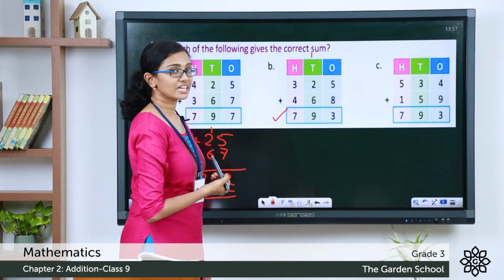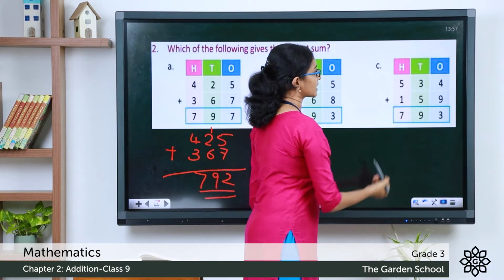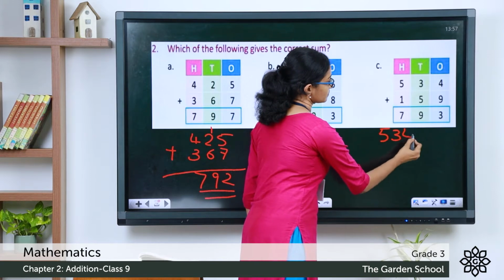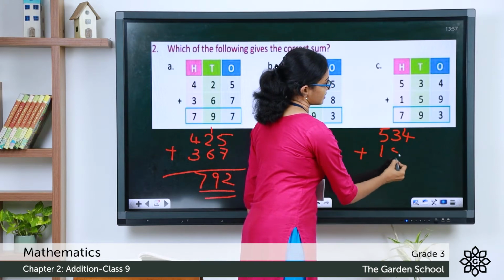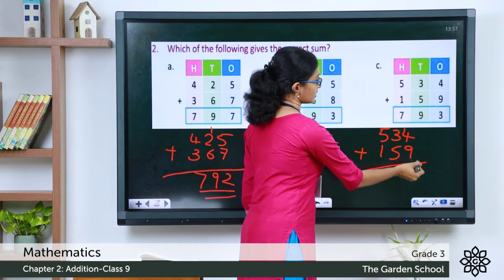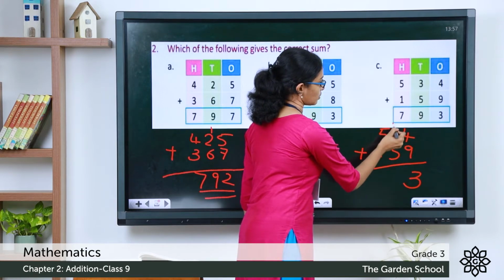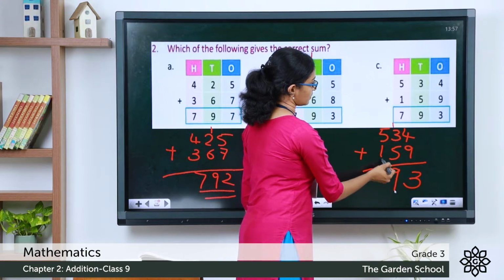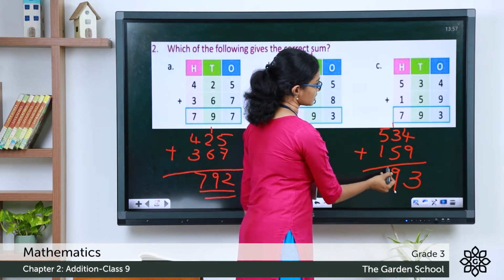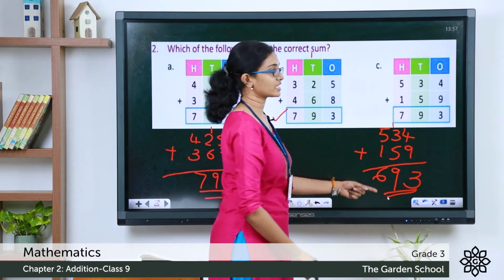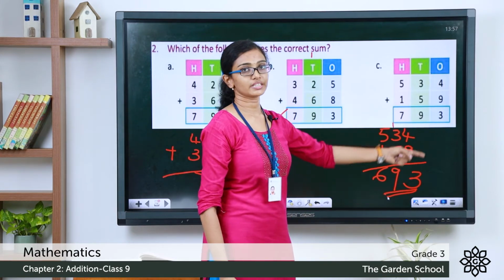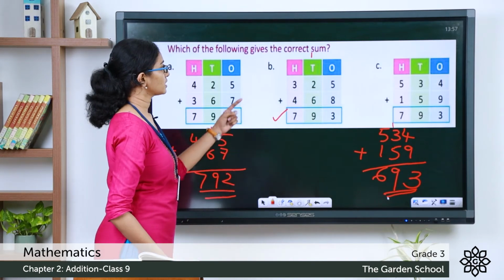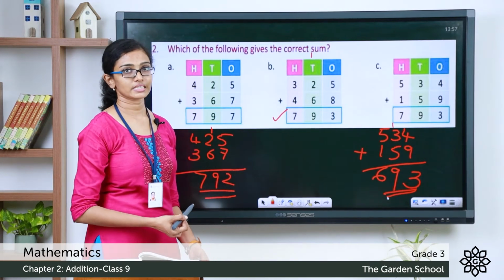Now let's check the third case also. 534 plus 159. Let's see if the sum is correct. 9 plus 4 is 13. Carry over 1. 5 plus 3 is 8. Carry over 1. 9. 5 plus 1 or 1 plus 5 is 6. It is 693 and not 793. So, the only correct option is option B, 325 plus 468.